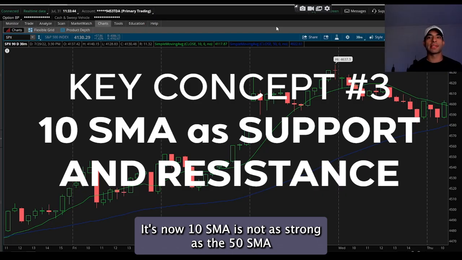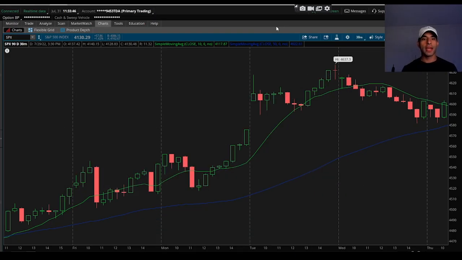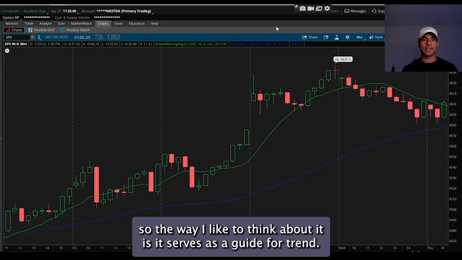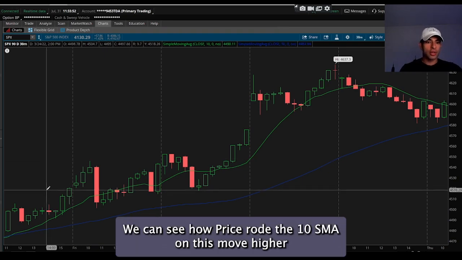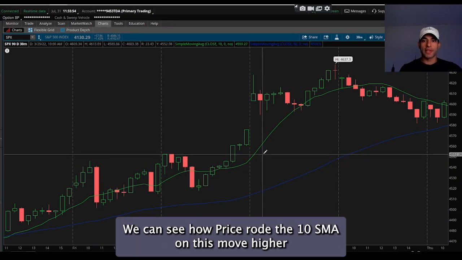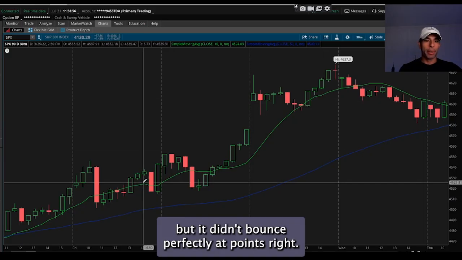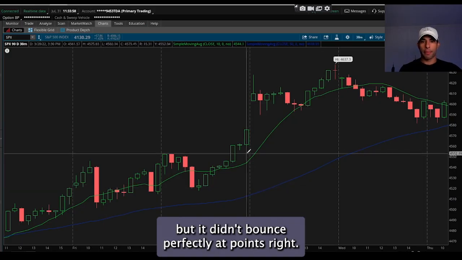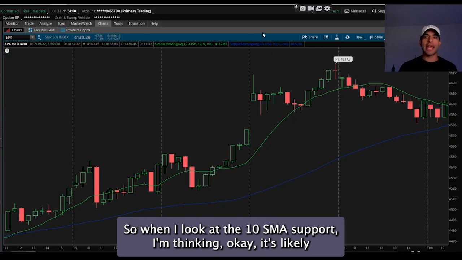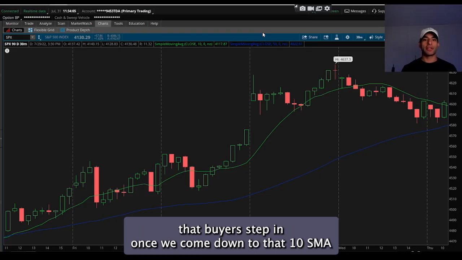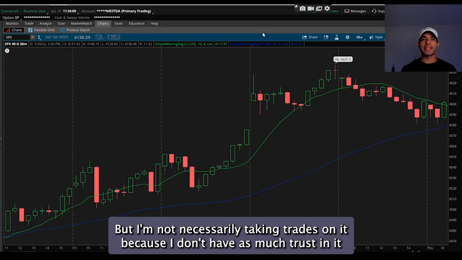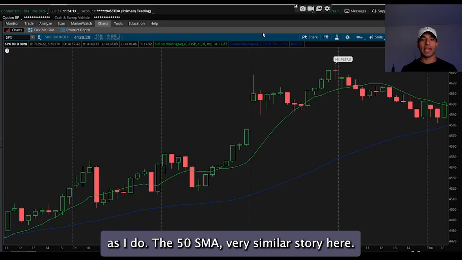Key concept number four is the 10 SMA as support and resistance. Now, the 10 SMA is not as strong as the 50 SMA, so the way I like to think about it is it serves as a guide for trend. We can see how price rode the 10 SMA on this move higher, but it didn't bounce perfectly at points, right? So when I look at the 10 SMA as support, I'm thinking, okay, it's likely that buyers step in once we come down to that 10 SMA, but I'm not necessarily taking trades on it because I don't have as much trust in it as I do the 50 SMA.